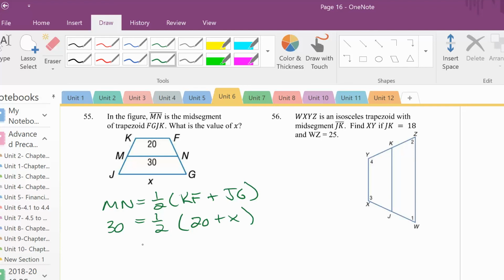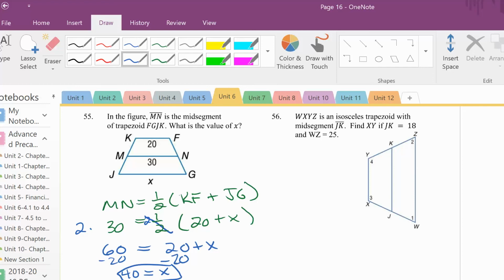So what I like to do, instead of distributing here, is multiply to get rid of the fraction. So I'll multiply by 2. You get 60 equals 20 plus x. So subtract 20, and you get 40 equals x.